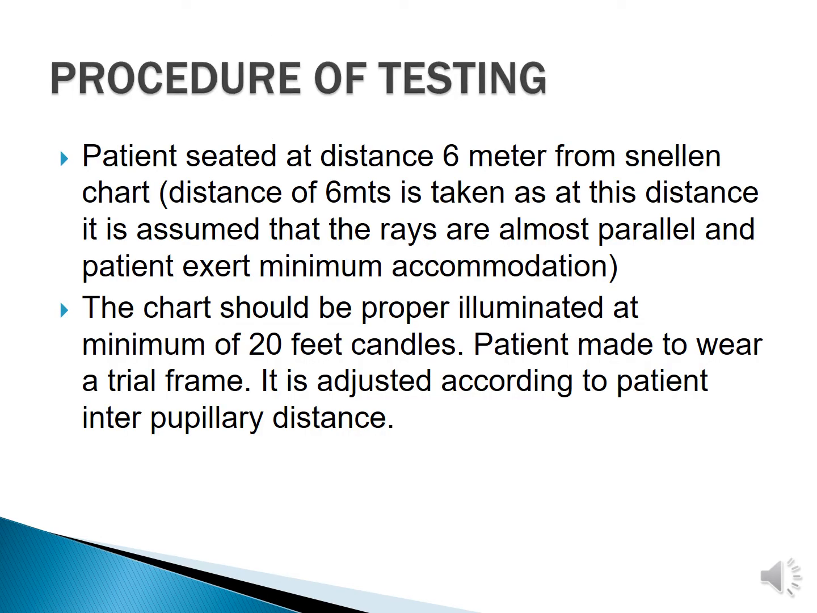Procedure of testing: the patient is seated at a distance of 6 meters from the Snellen chart. A distance of 6 meters is taken because at this distance it is assumed that the rays are almost parallel and the patient exerts minimum accommodation. Second, the chart should be properly illuminated at a minimum of 20 foot candles. The patient is made to wear the trial frame. It is adjusted according to the patient's interpupillary distance.